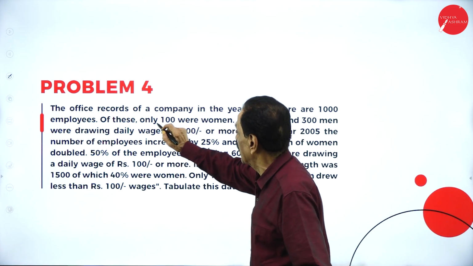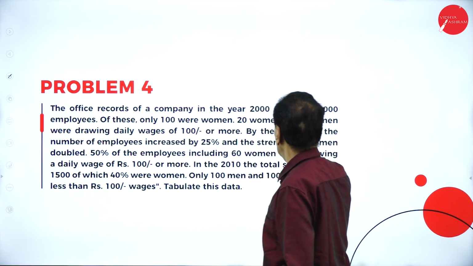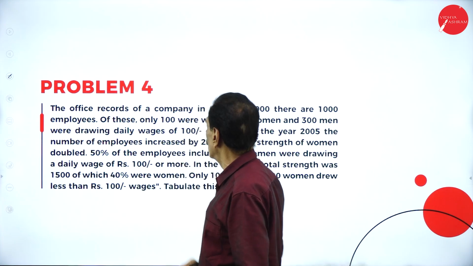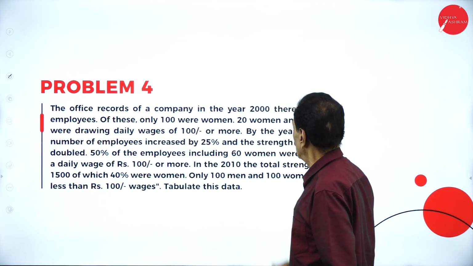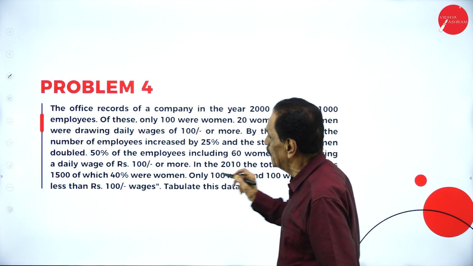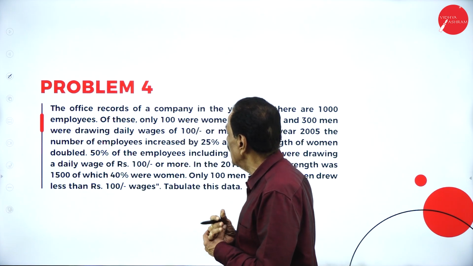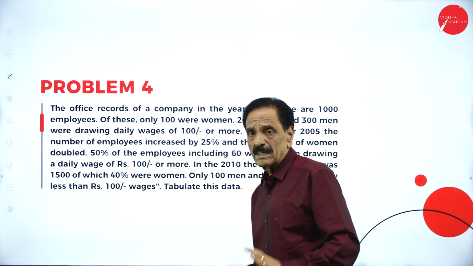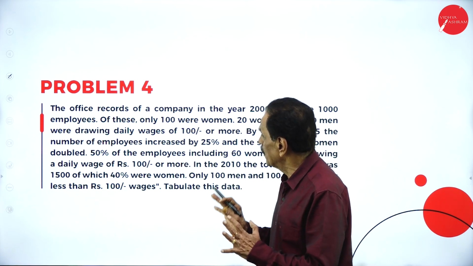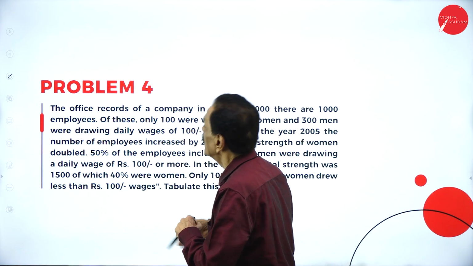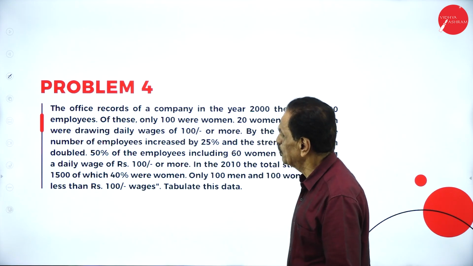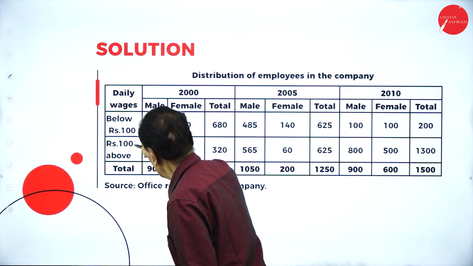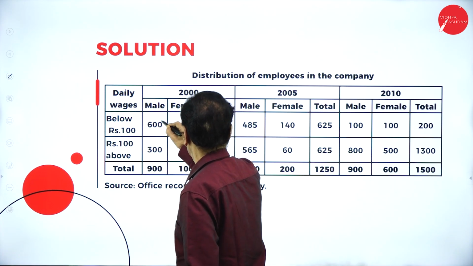The office records of a company in the year 2000: there are 1,000 employees. Of these, only 100 were women. 20 women and 300 men were drawing daily wages of 100 or more. So here we have to separate how many have wages below 100 and how many more than 100. Steps have to be taken. Daily wages below 100 rupees, 100 and above, total, male, female.